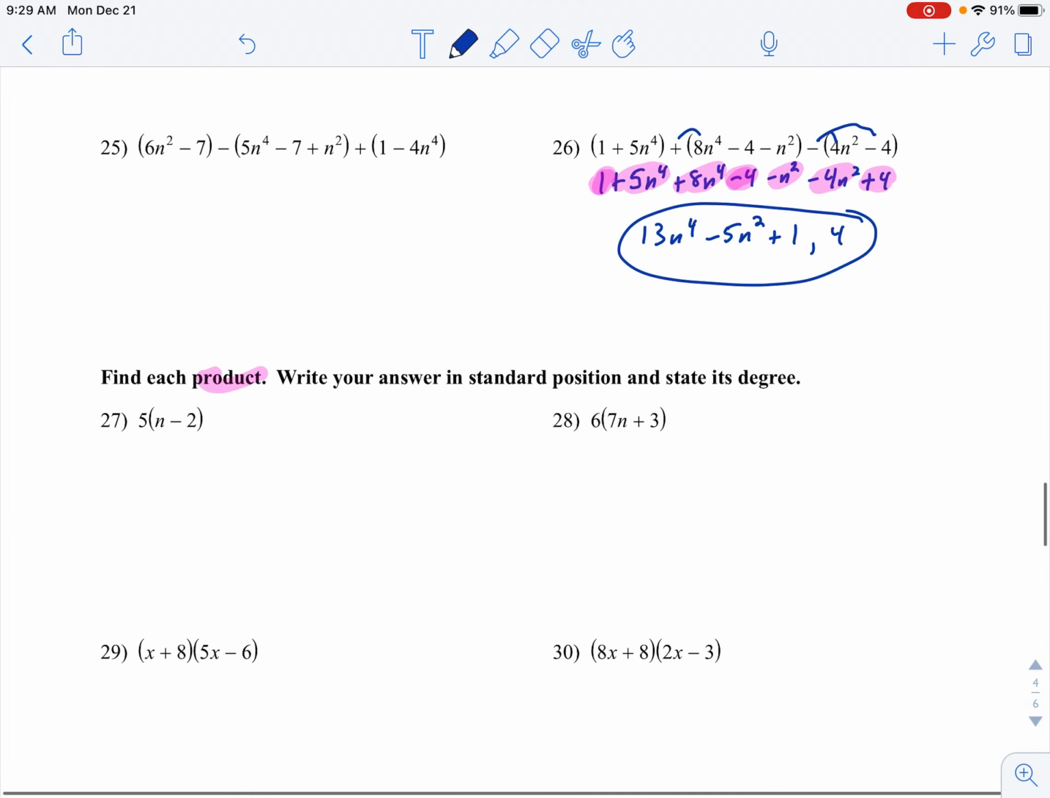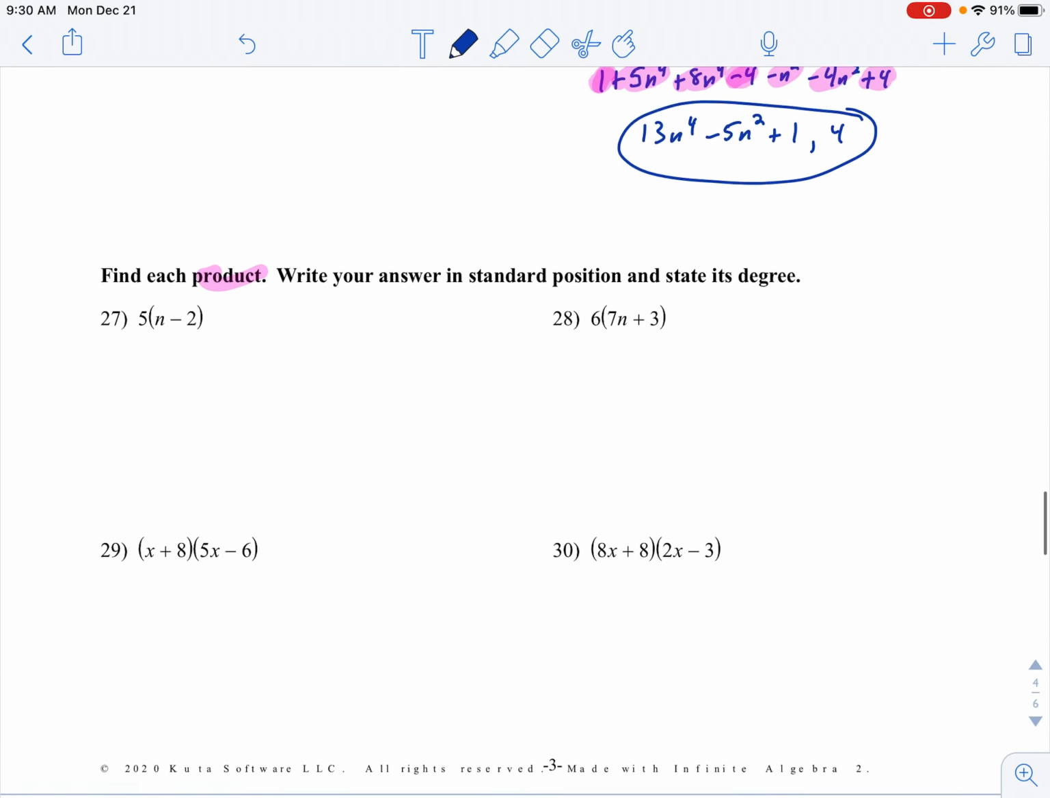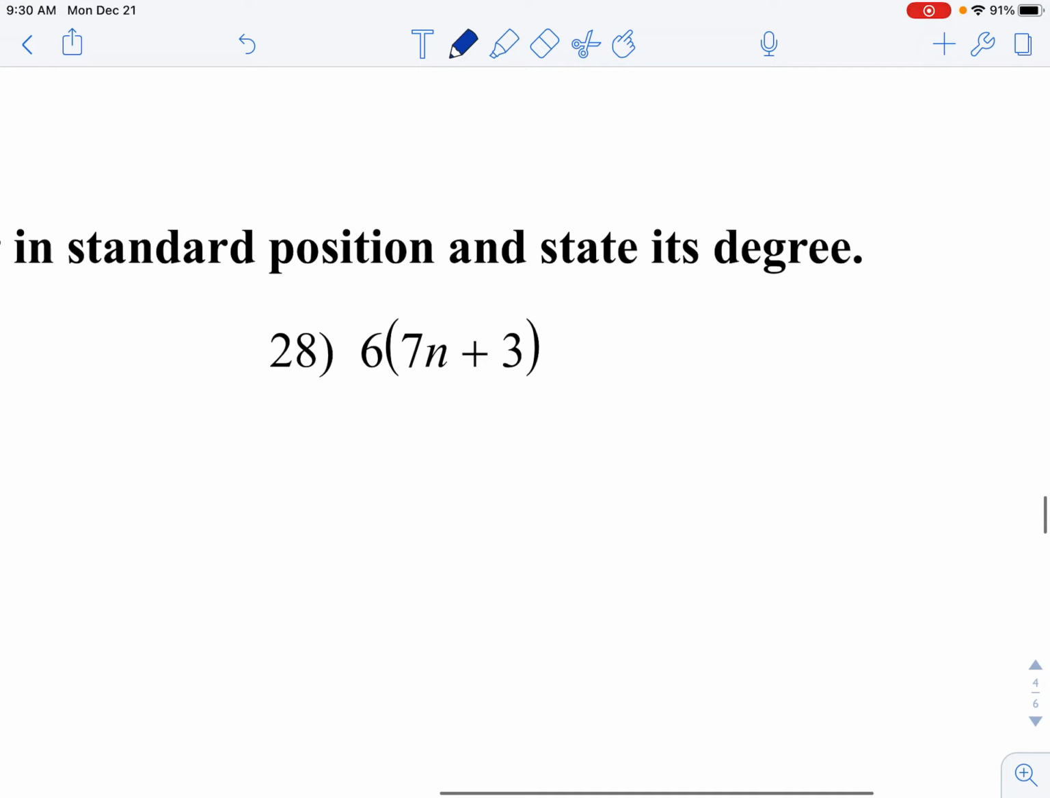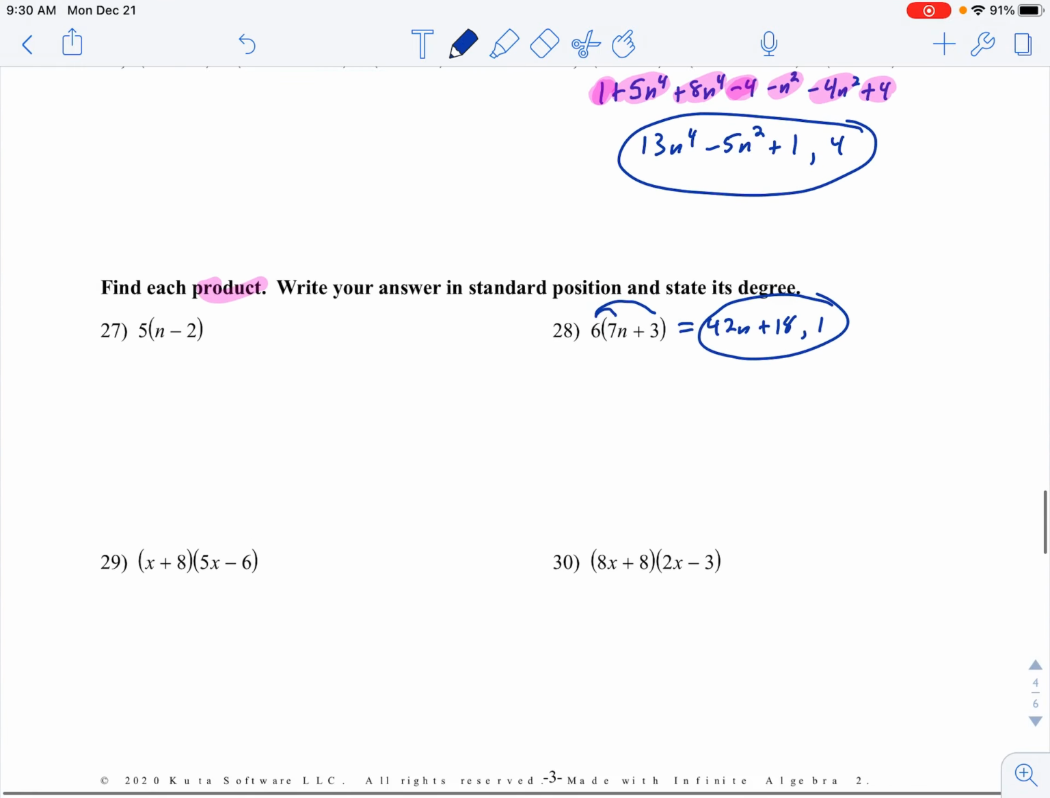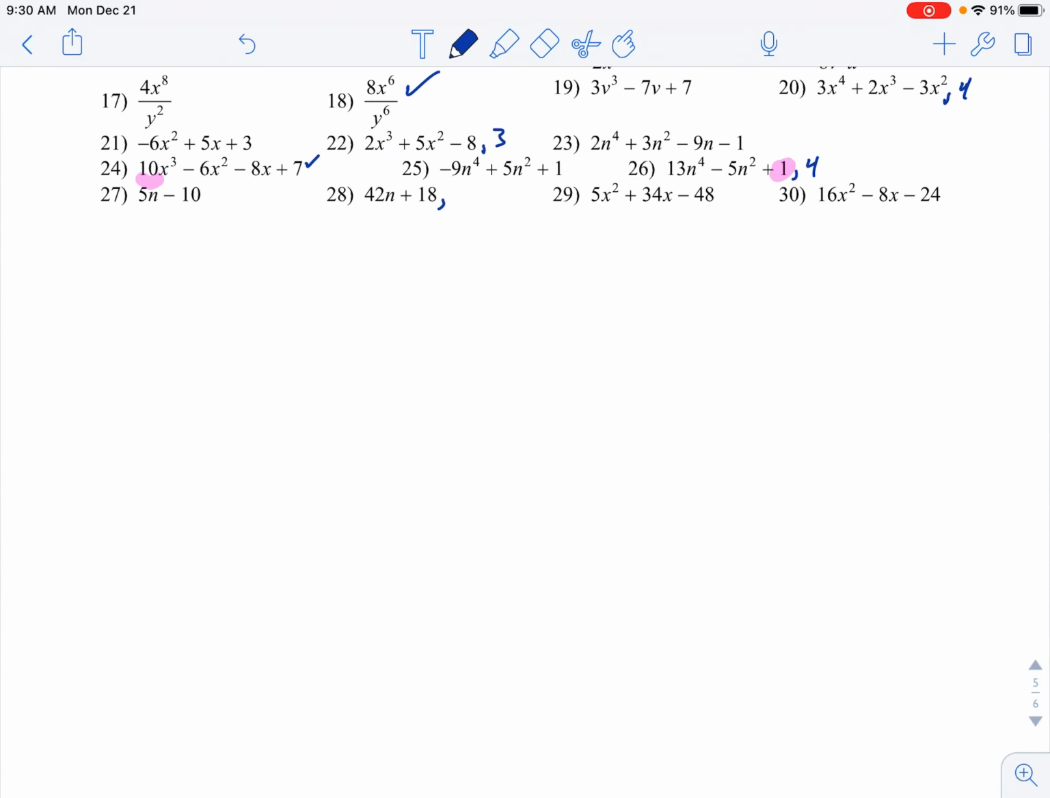There we go. All right, find each product. And look, there's not much left. So this is a distributive property problem. We've done this over and over. So 42n, 6 times 3 is plus 18. And this is a first degree polynomial. The variable n, if it doesn't have a power, remember that counts as a 1. So this is a first degree polynomial. There we go. Check that off. Oh, this was a third degree polynomial.